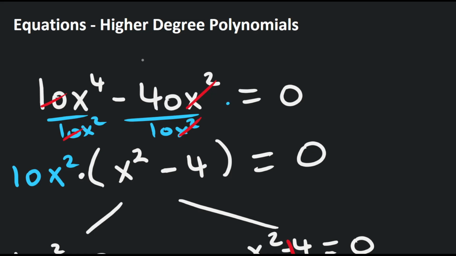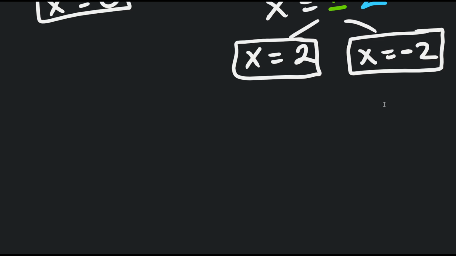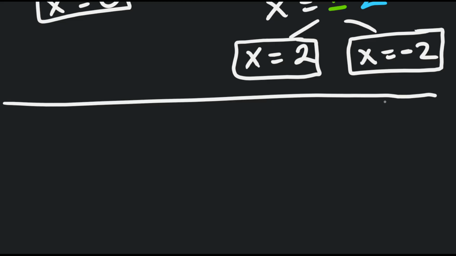10x to the 4th minus 40x squared equals 0. So there are some higher degree polynomials, such as this one where the degree was 4 right here. It's a 4th degree polynomial. There are some where you can go ahead and factor, in this case by taking the greatest common factor, the GCF, and then solving for x that way. And in addition to that, there are some polynomials that you can solve by factoring by grouping.